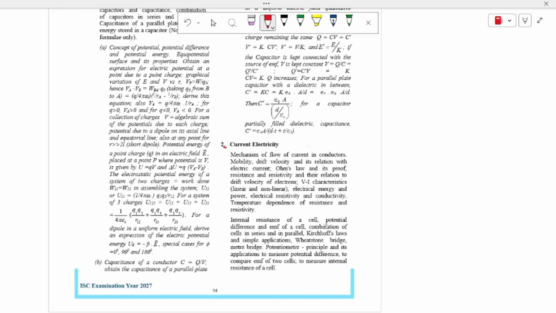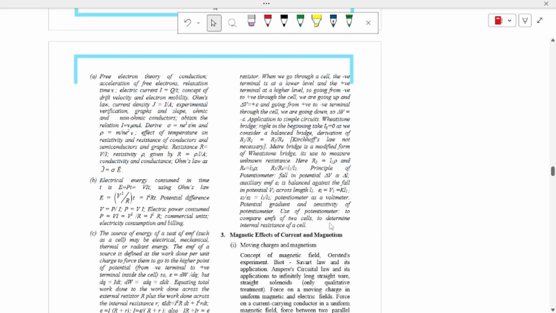Then electric current. As charge will start moving, current will flow. So charges are moving. That means there will be drift velocity, mobility, Ohm's law, VI characteristics, electrical resistivity, conductivity, temperature dependence of resistance.